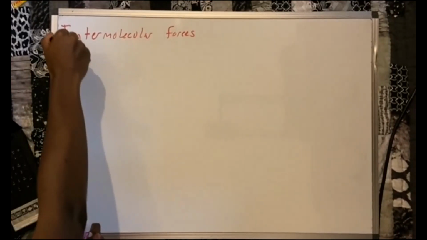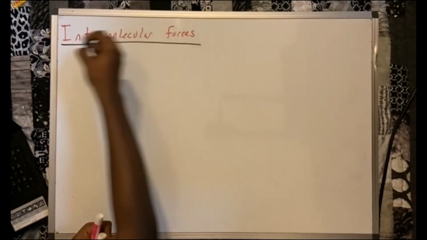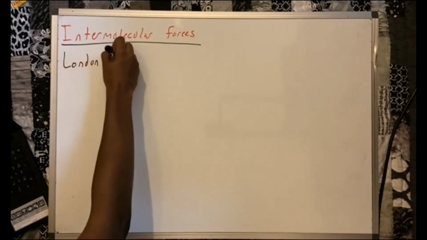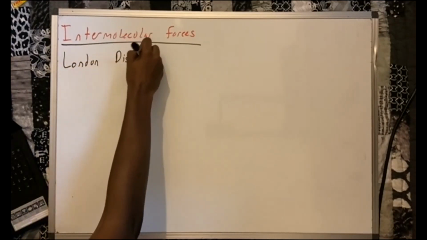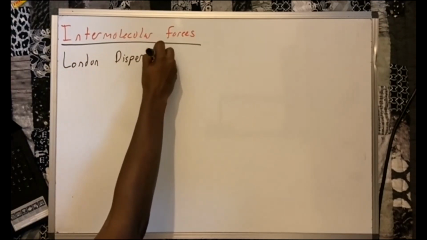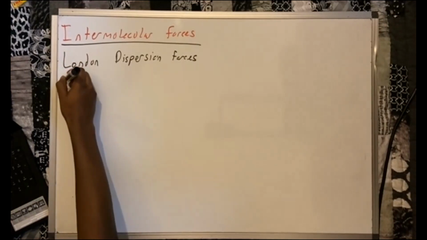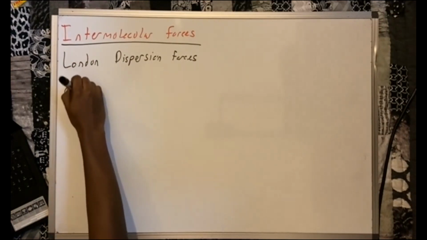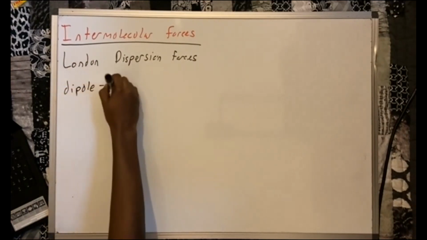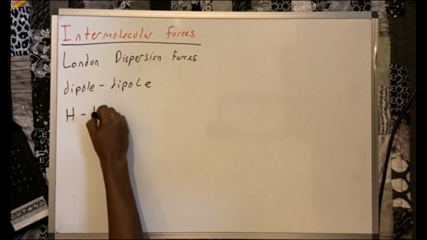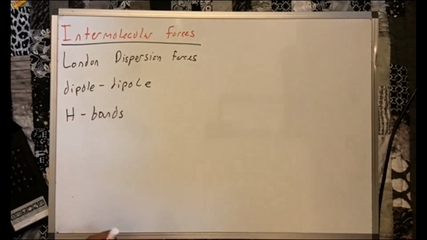So the types we had were London dispersion, or just London forces. We had dipole. Oh, the main ones we had: dipole. And then we had H bonds. Right. These are the three types.